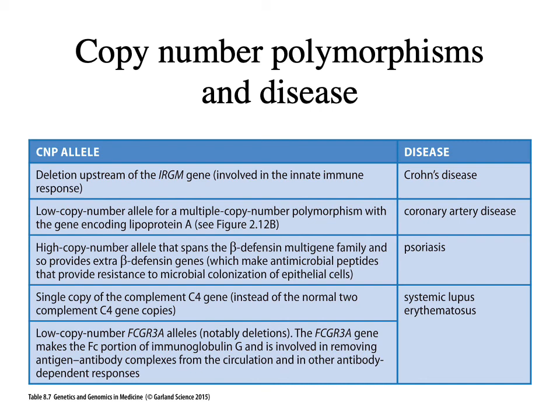And here we have some diseases that are associated with copy number polymorphisms. Those include Crohn's disease, coronary artery disease, psoriasis, and systemic lupus.